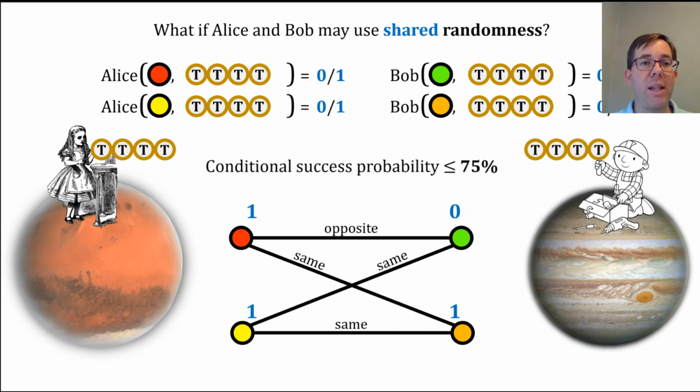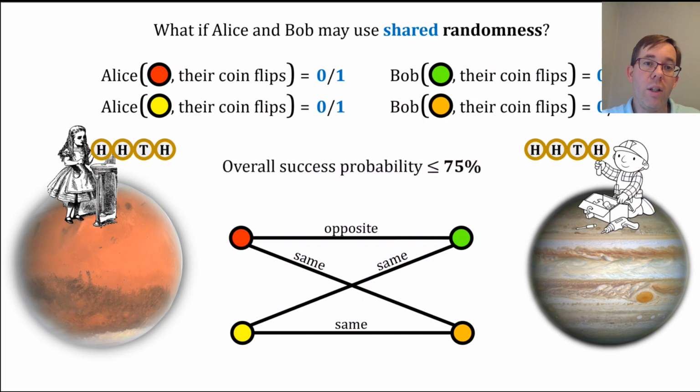Conditionally, if they flip tails, tails, tails, heads, their conditional success probability is still at most 75%, because at best it's just some other labeling of the vertices of this bipartite graph that can get at most 3 edges right. For any outcome of their coins, the conditional success probability is at most 75%. So, no matter what the coins are, they get at most 75%. So overall, even when you factor in the randomness of their shared coins and the randomness of the referee's challenge, its overall success probability is at most 75%.